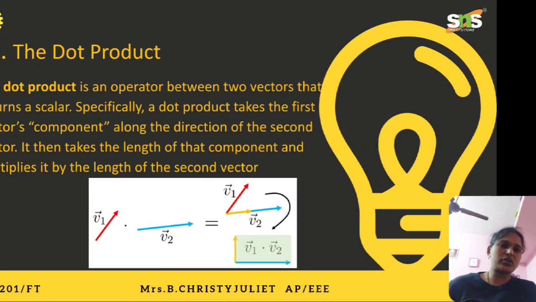Now we come to the important topic of multiplication of vectors. The first one is scalar multiplication of a vector, the second one is dot product multiplication, and the third one is cross product multiplication. In the dot product, two vectors are multiplied, which makes the result a scalar. A dot product takes the component of the first vector along the direction of the second vector, makes the length of that component, and multiplies it by the length of the second vector.